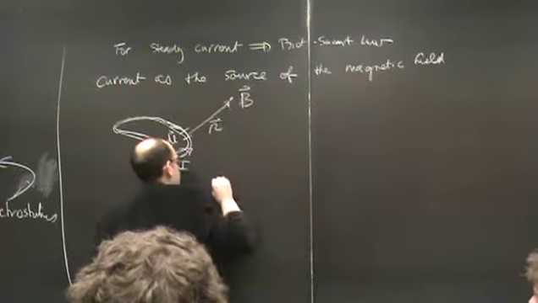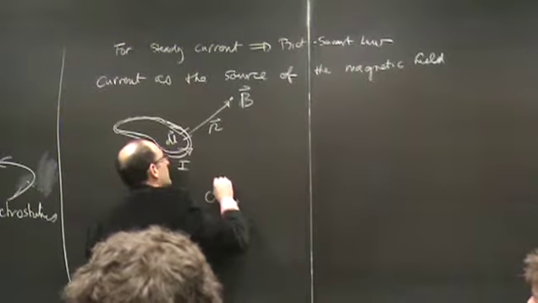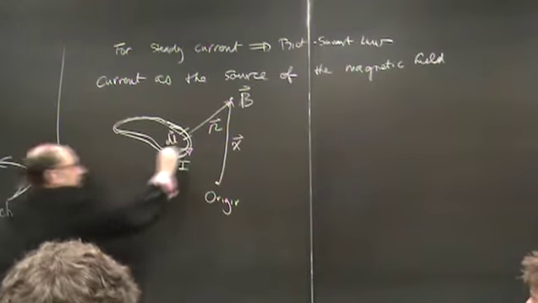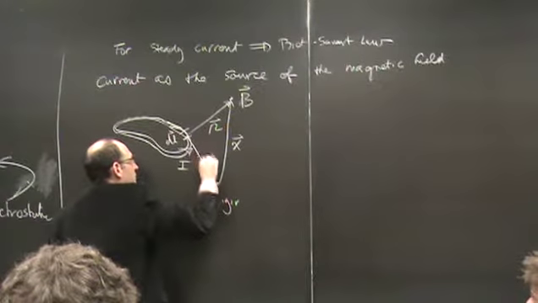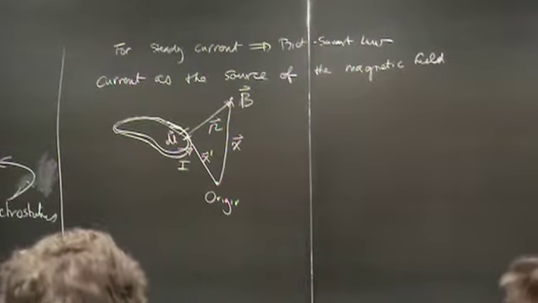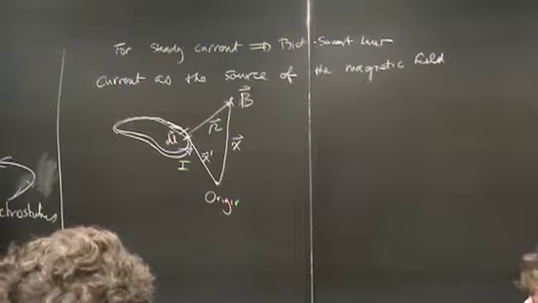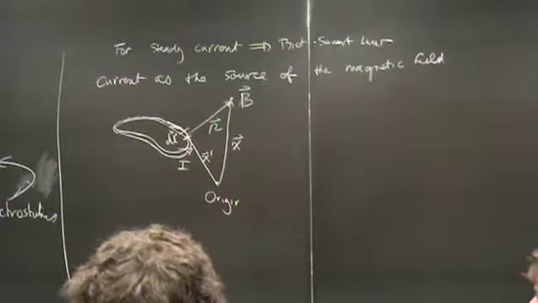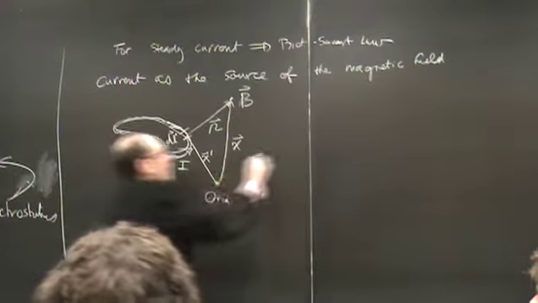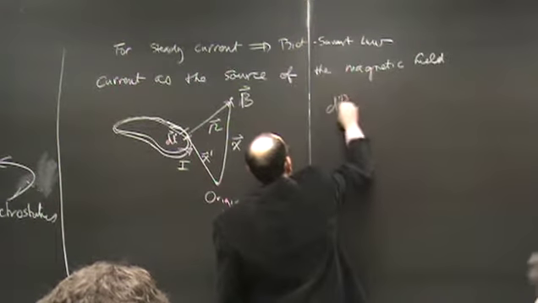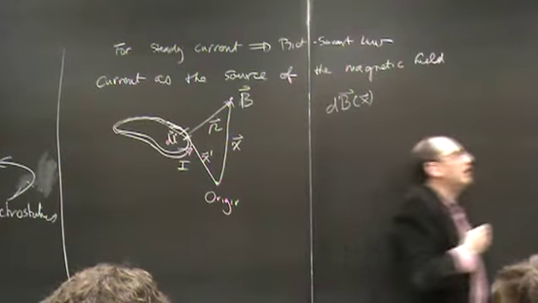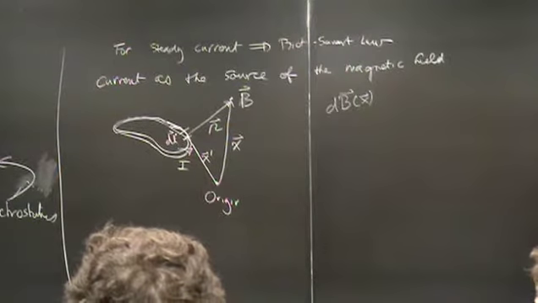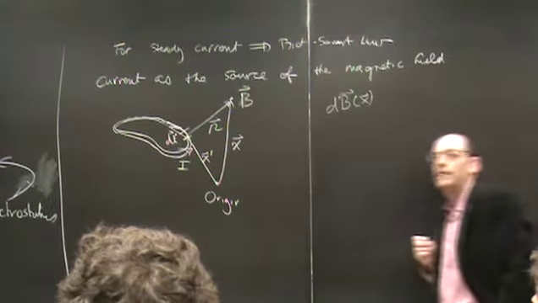point. So let's put some origin somewhere. There is the point of observation. There is the position of this little chunk, as we often call x prime. Let's call this dl prime to emphasize the fact that this is related to the source. And then I can ask, at this position, what is the differential magnetic field produced by that little chunk of the source. Okay?